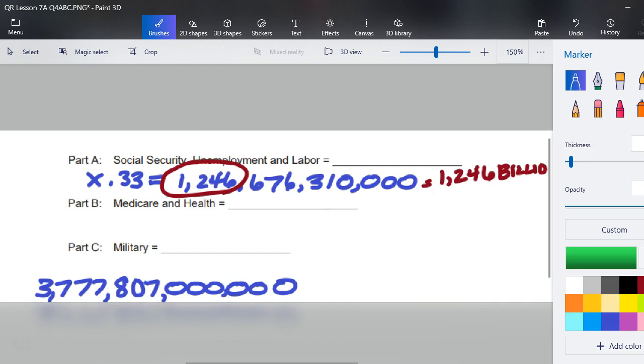I'm going to go ahead and punch in my calculator again, the total budget, and this time military is 25% of the budget. So I'm going to punch in 3,777,807,000,000 times 0.25, and I get this number.